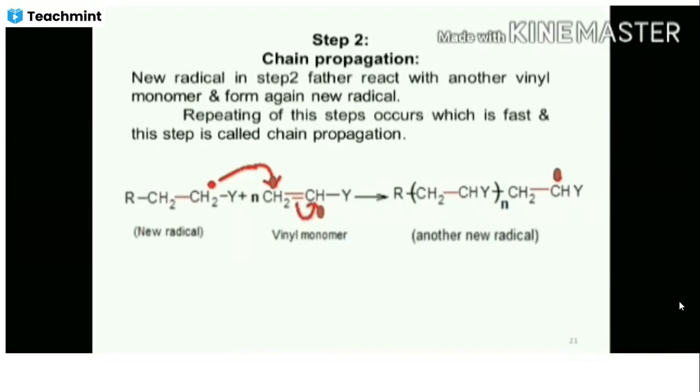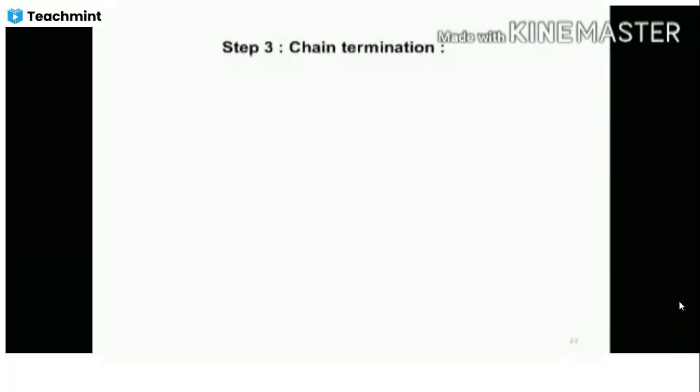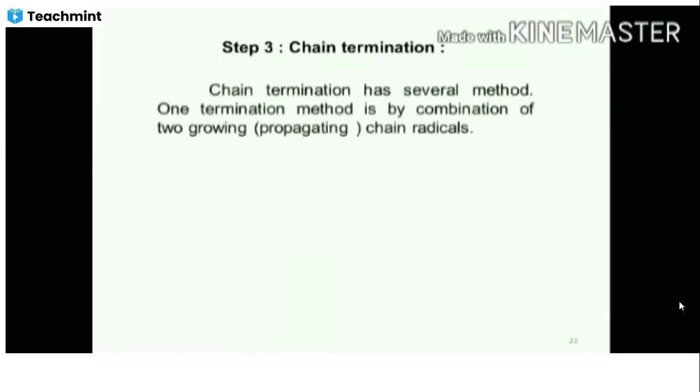The last step, third, is chain termination. Chain termination has several methods, but one termination method is by combination of two growing or propagating chain radicals, and then a polymer is formed.